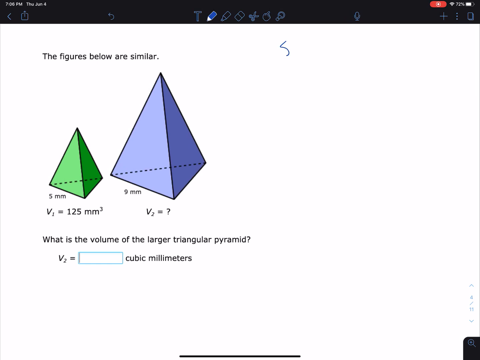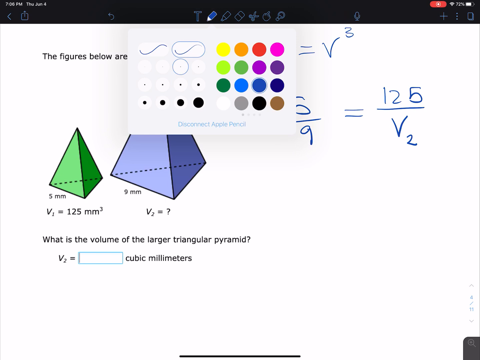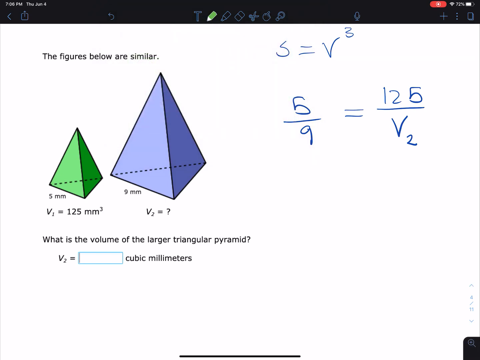Okay, so this one is comparing side length and volume's cubed. So I'm going to say 5 is to 9 as 125 is to V2. Now remember, guys, side length has to be in the same units of measurement, so I need to cube the side length to make it cubed as well. So 5 cubed is 125. 9 cubed is too big for me to remember. That's 729.